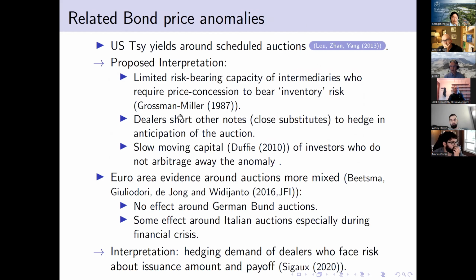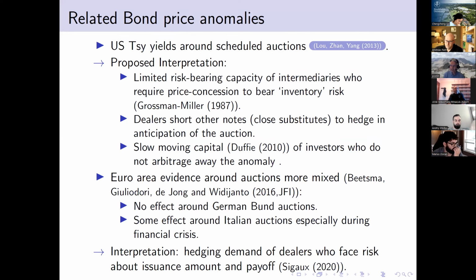Now, the interpretation that's proposed in this Lu, Yan, and Zhang paper is one of limited risk bearing or warehousing risk. The story they tell to interpret this data is that we have a limited set of dealers. These dealers have to take on risk on their balance sheet when the government wants to issue bonds, and therefore they need to be compensated for this inventory risk or warehousing risk for a period of time. As a result, these dealers also short other notes that are close substitutes, which explains the spillover effect to the other bonds. It's about the risk-bearing capacity of the marginal investors in those notes around those auction periods.